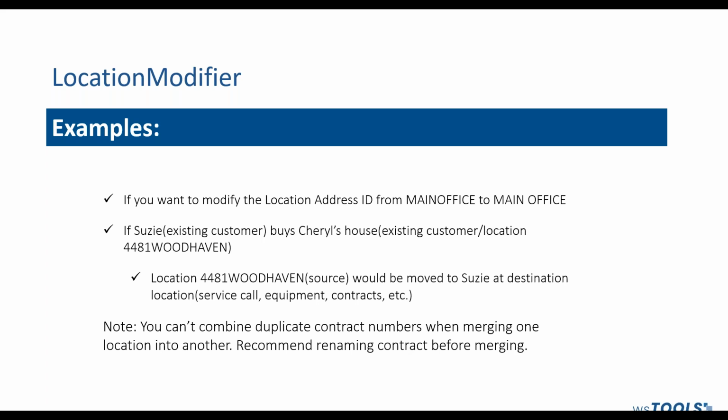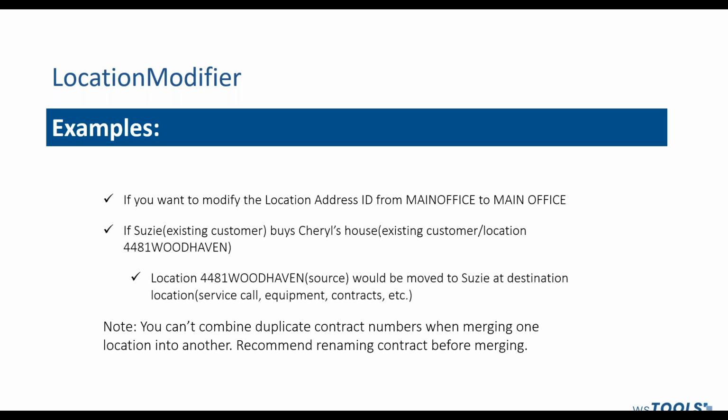All right, so back to our examples. We talked about modifying an address ID. The next one up is really talking about, Cheryl, that's me. I have a house here in Fargo, and 4481 Woodhaven is my address ID. Let's say that I sell my house and Susie buys it, so Susie's going to take over possession of my house.